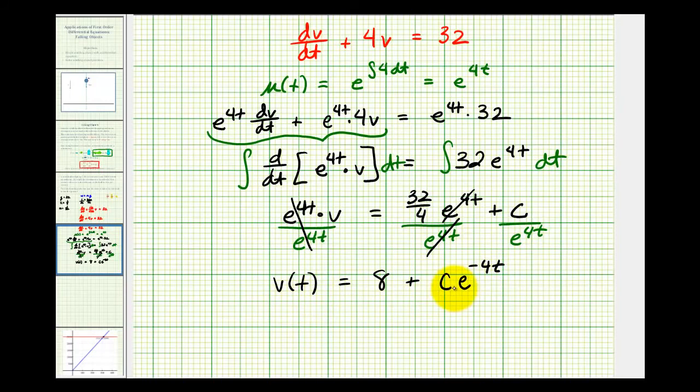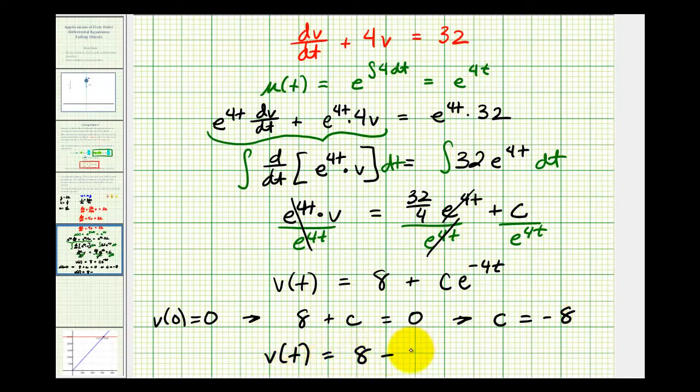Now we need to find our constant c. To do this, we know that v of 0 is equal to 0. The initial velocity is equal to 0. So that means that 8 plus c times, this would be e^0, or 1, must equal 0. Therefore, c is equal to negative 8. So our velocity function is v of t equals 8 minus 8 times e to the negative 4t.